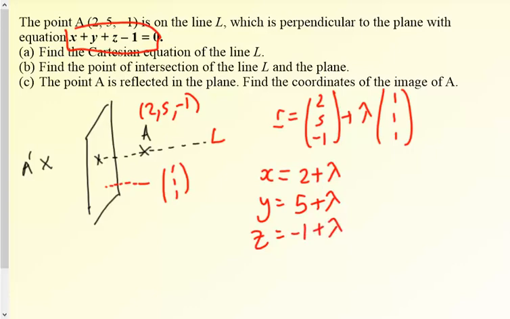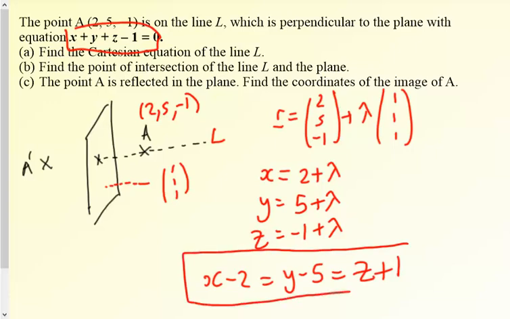And so if we want the Cartesian form, we just need to rearrange these equations. So lambda is equal to x minus 2, it's equal to y minus 5, and it's equal to z plus 1. So that is the Cartesian form of the equation of this line L.